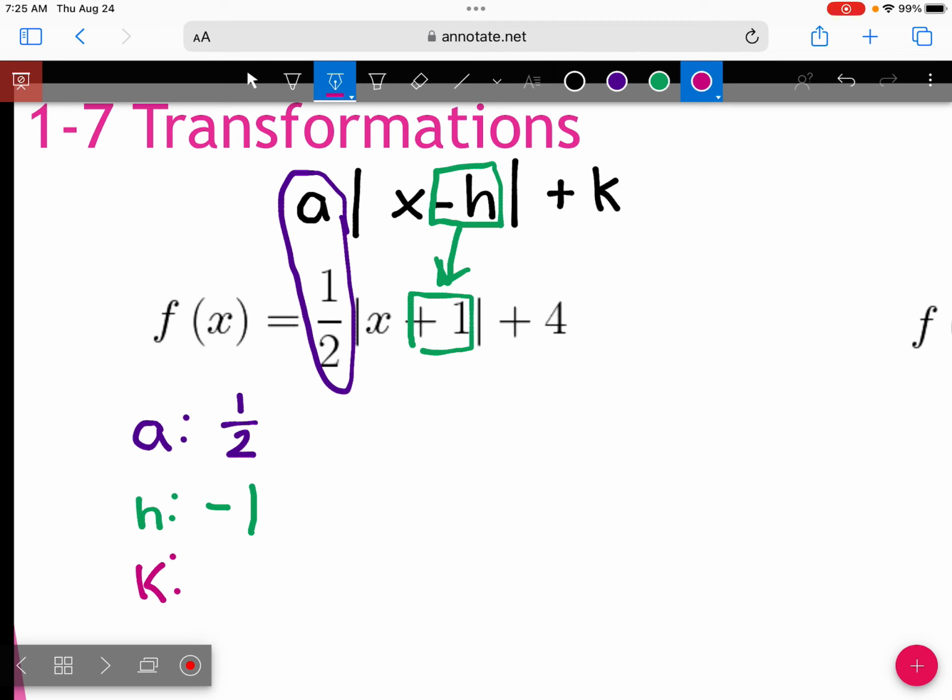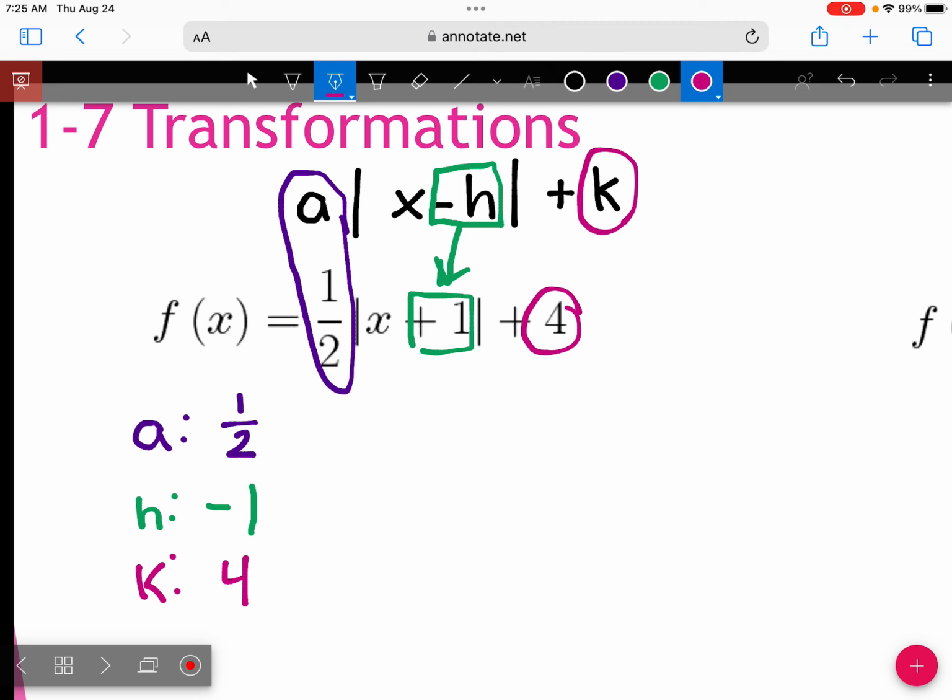If it's +1 in the equation, then it would be -1 on h? Correct. And then we have our k over here, which is just added on the end, which is a +4. Any questions on the identifying of the pieces? Because we're going to come through and describe what this means is going to happen to our picture.